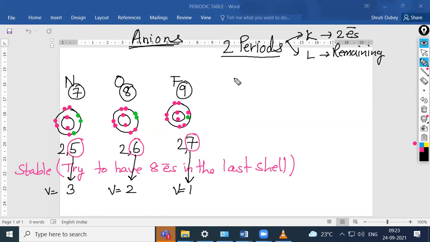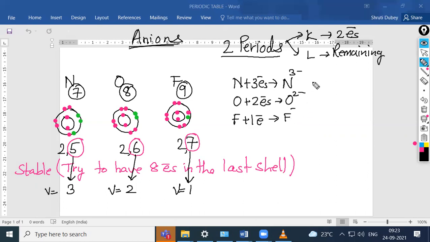Now, nitrogen took 3 electrons. It is shown by N3 minus. Oxygen took 2 electrons. It is shown by O2 minus. Fluorine took 1 electron. It is shown by F minus. So N3 minus, O2 minus and F minus.